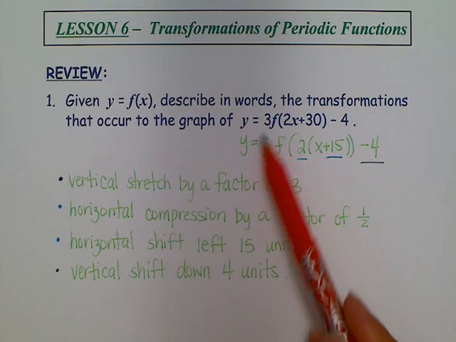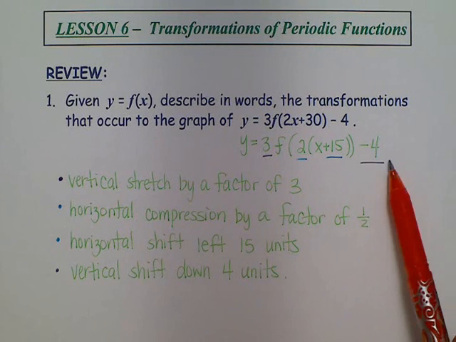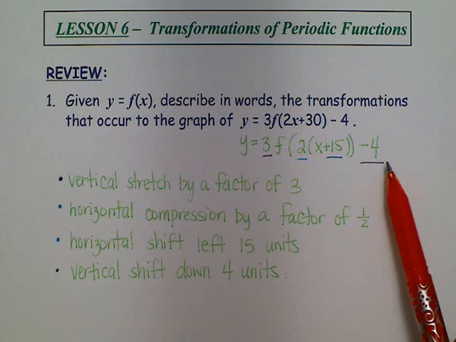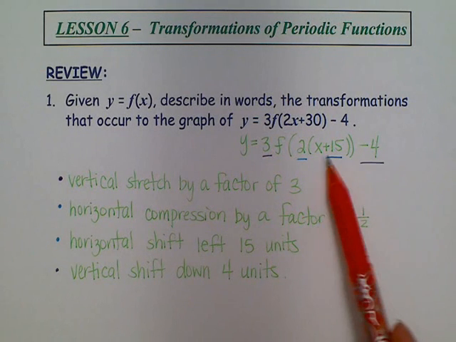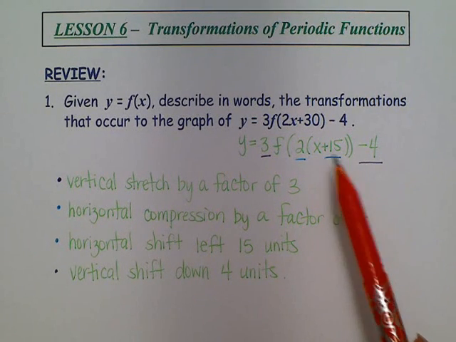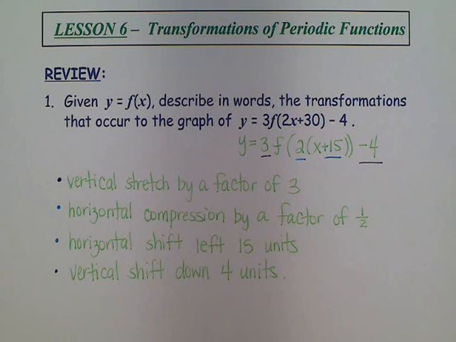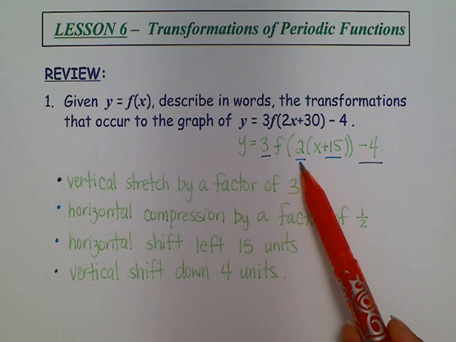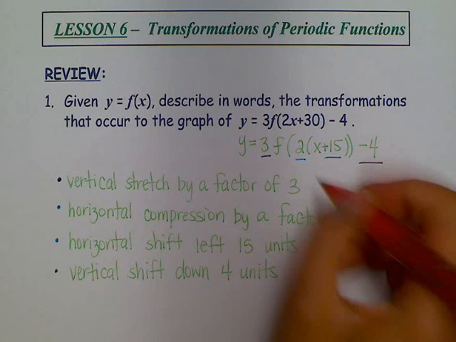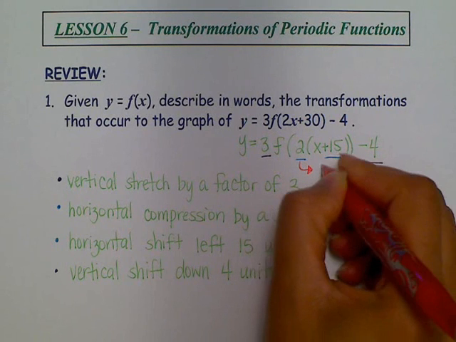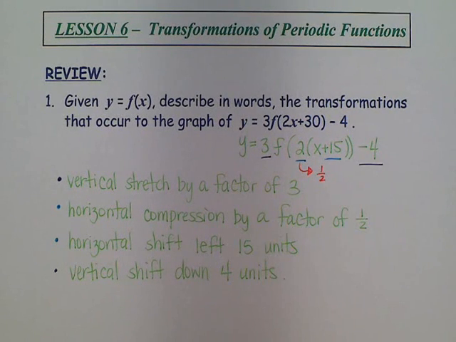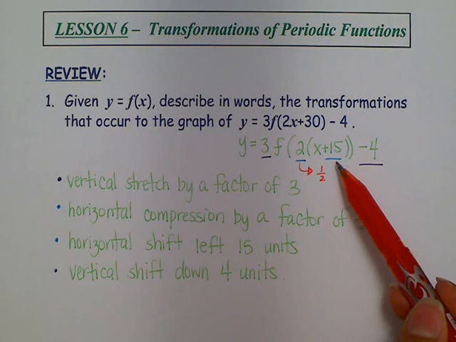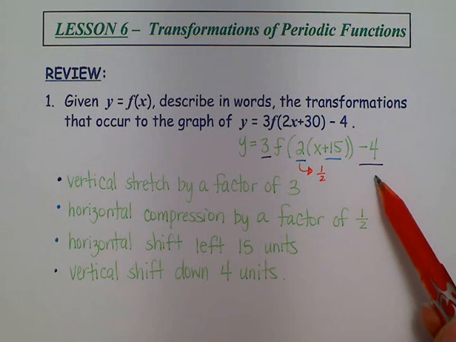The number in front of the f and the number that's being added or subtracted at the end represent your vertical transformations, and the numbers inside the brackets where the x is represent your horizontal transformations. So in this case, I have a vertical stretch by a factor of 3, a horizontal compression by a factor of a half. Remember, it's always a reciprocal. So the number I'm actually multiplying the x values by is a half, so that tells me it's a compression. A horizontal shift to the left, 15 units, and a vertical shift down, 4 units.